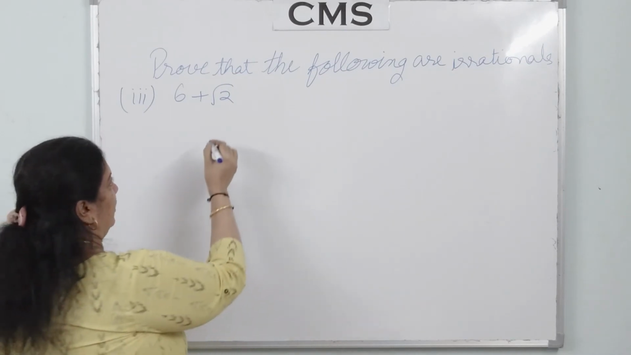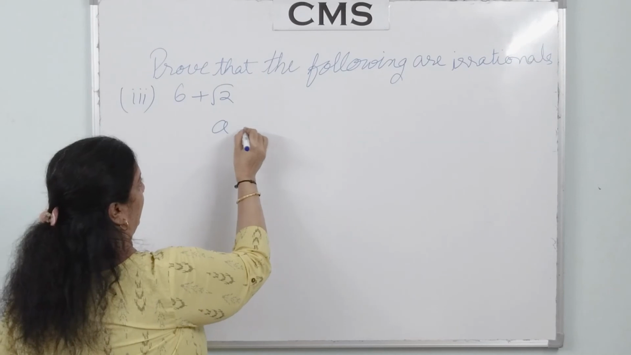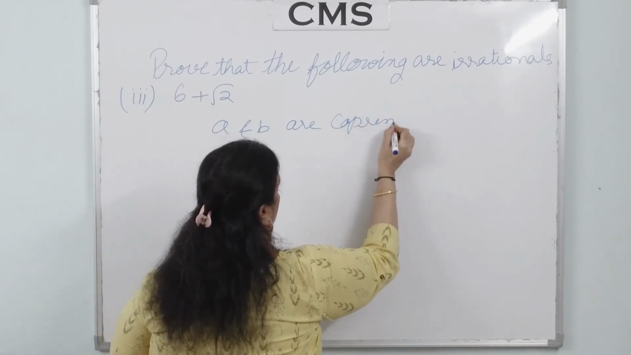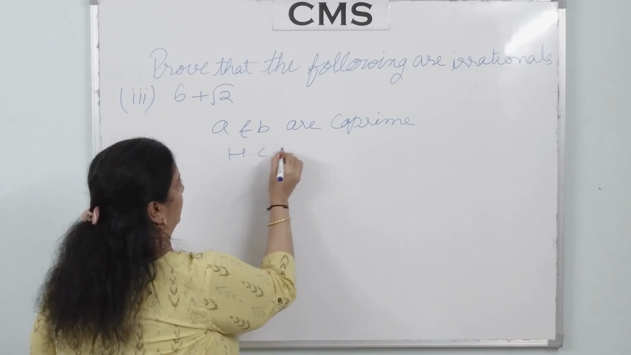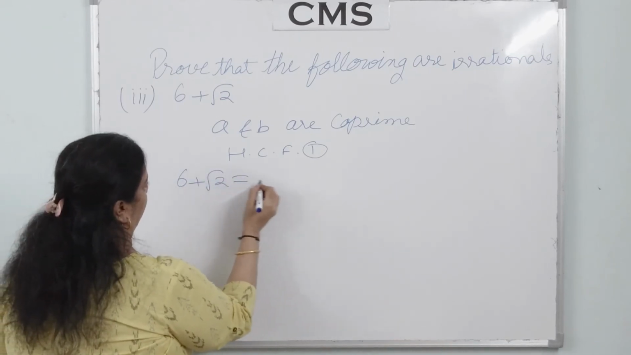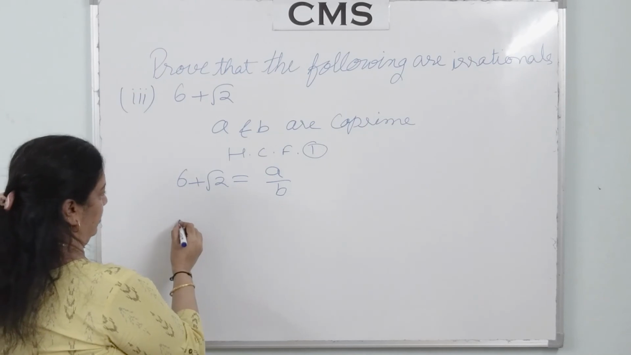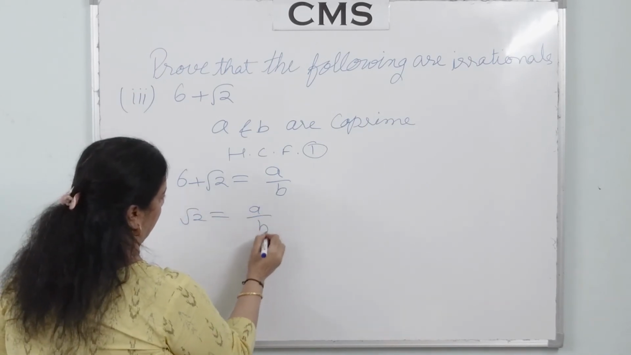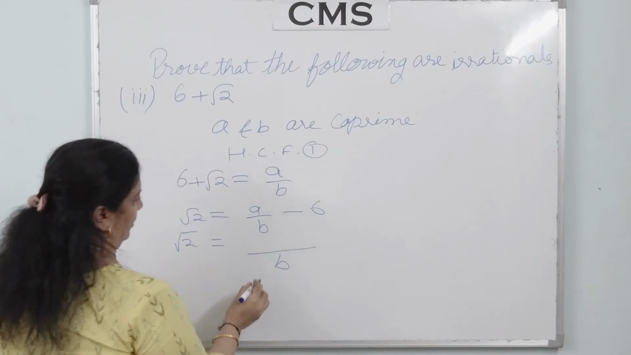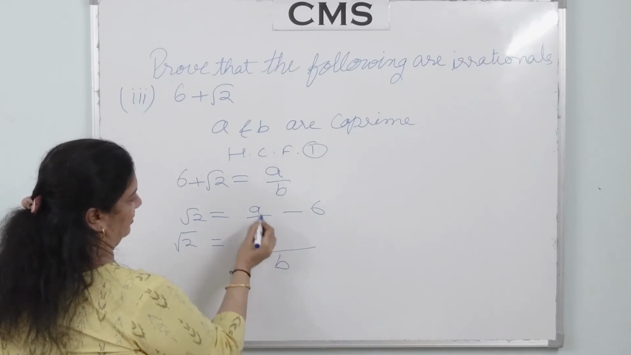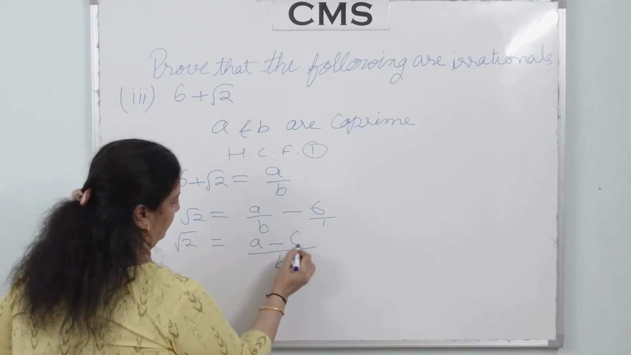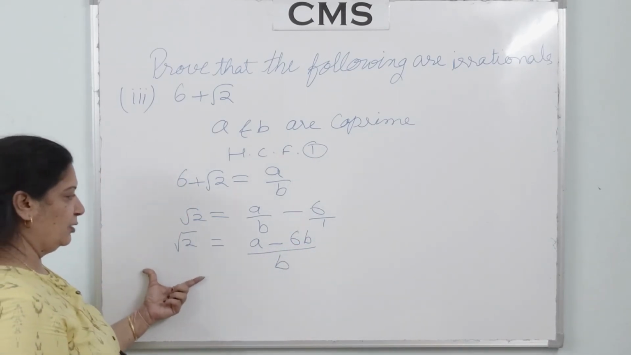So again, we are going to write it in the form of a rational number. We take two integers A and B, they are co-prime numbers and their HCF is 1. Now we write 6 plus root 2 is equal to A upon B. Then root 2 is equal to A upon B minus 6, so root 2 is equal to A minus 6B upon B. When B is divided by B we get 1, and 1 multiplied by A gives A; B divided by 1 gives B, multiplied by 6 becomes 6B. So according to this, root 2 is a rational number.